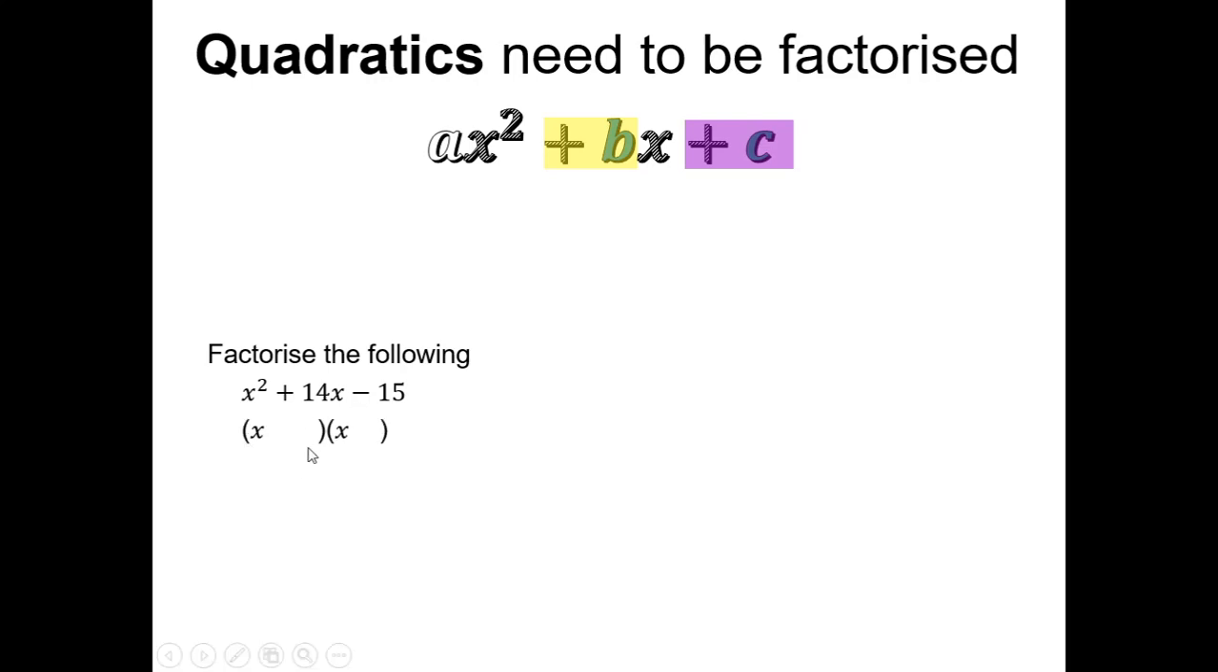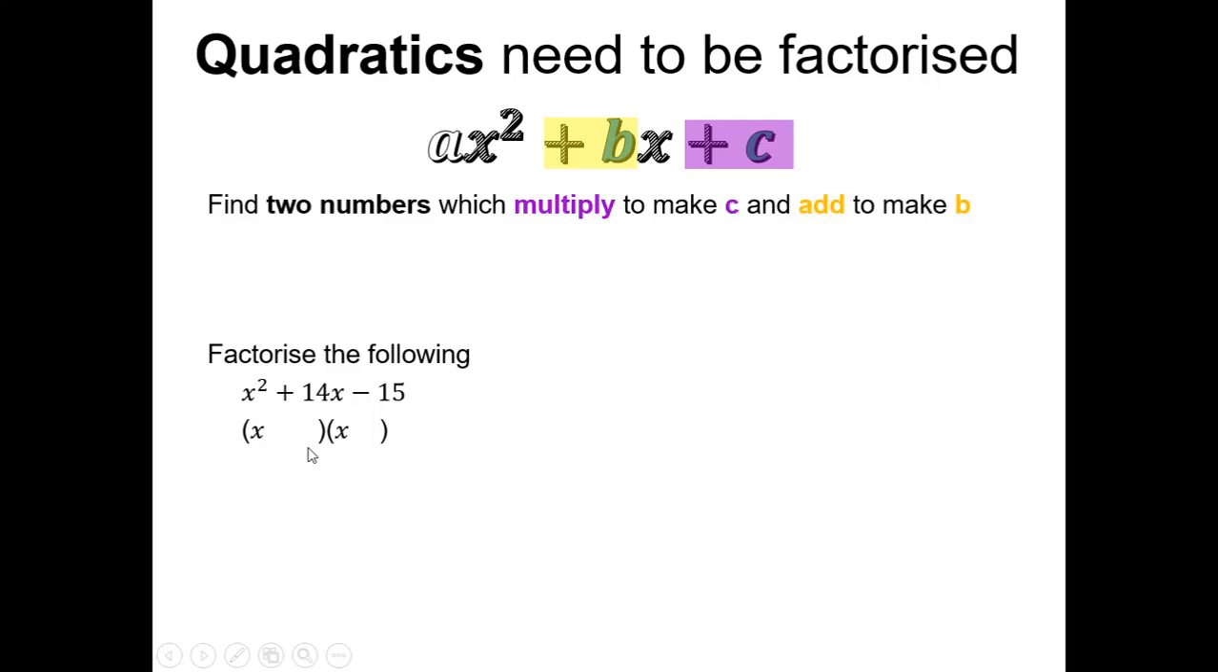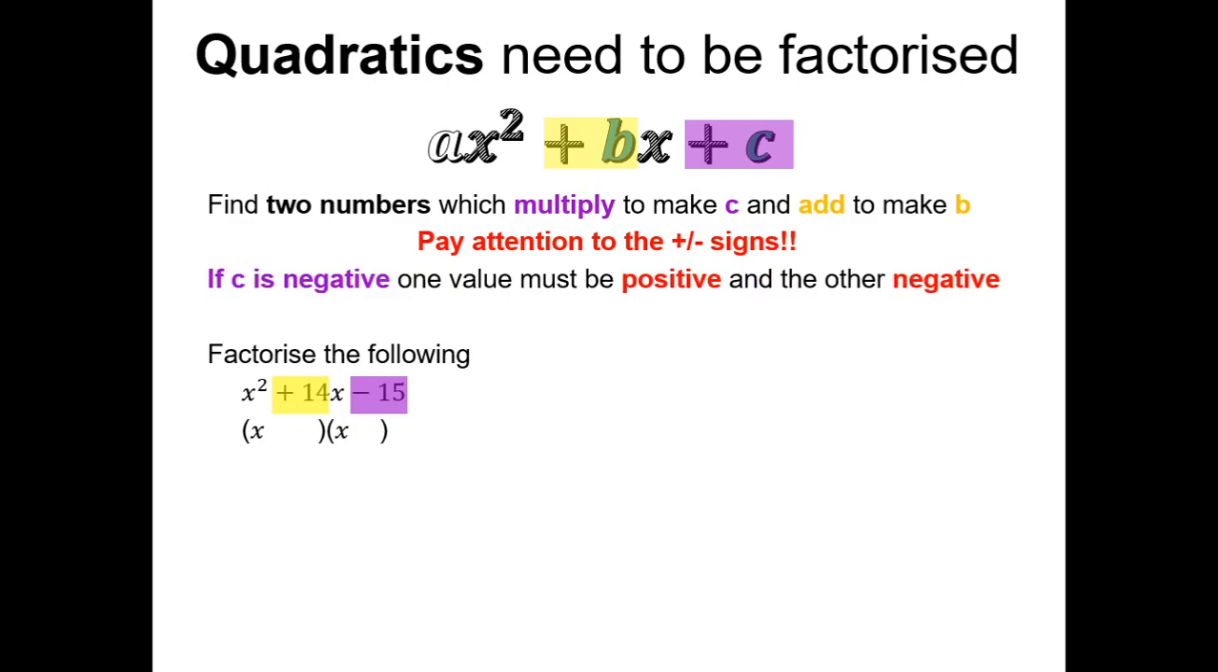Starting with my x and my x in both brackets, think about our two numbers. They need to multiply to make c, and in this case c is negative 15, the sign is included, and add to make b, and in this case the b is positive 14. So again, start with your factors, not with the numbers that add to make 14, the numbers that multiply to make negative 15. Again, attention to the signs. If they multiply to make a negative, one of those numbers is positive and the other's negative, right? So let's start listing them.